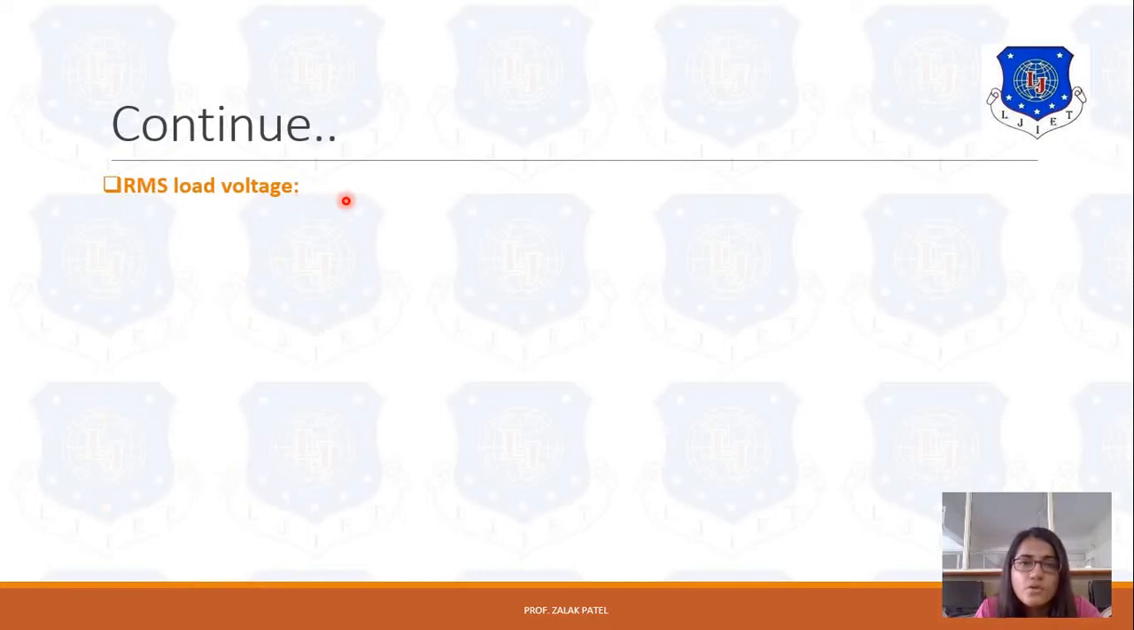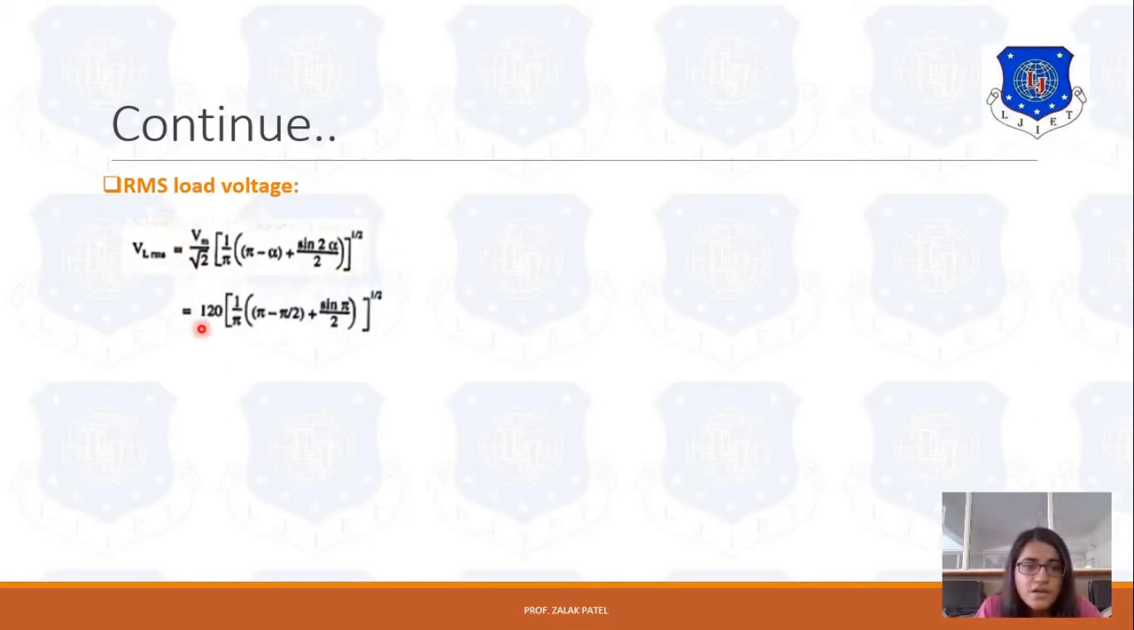It is the RMS load voltage. The RMS load voltage for the semi-converter is given by this equation. You have to remember the final equation of each term because you have to put the values over here. So if you put the values, it is 120, the RMS value, this is Vm upon root 2, that is given in the problem statement, times root of 1 upon pi into pi minus pi by 2, that is the firing angle, plus sine 2 times alpha, 2 times pi by 2, so it becomes sine pi upon 2 into 1 by 2. So this is 84.85 volts.